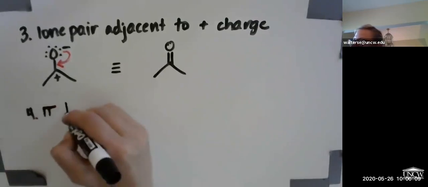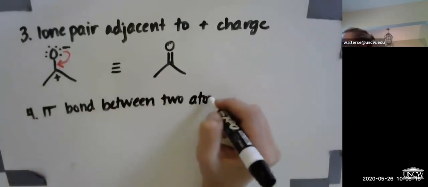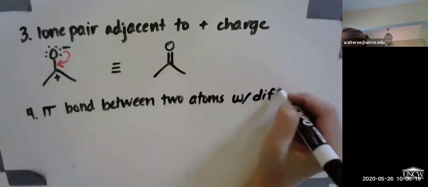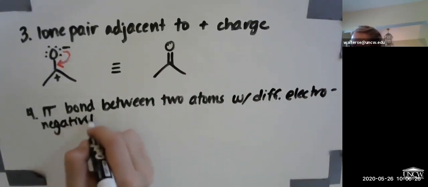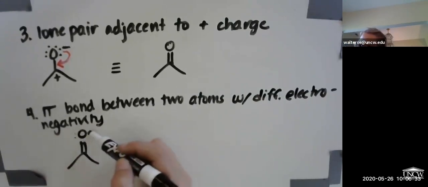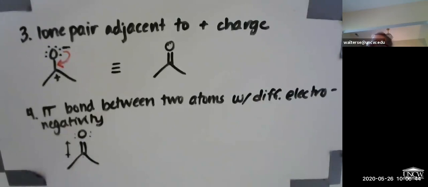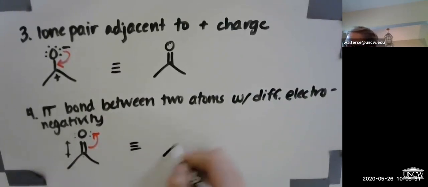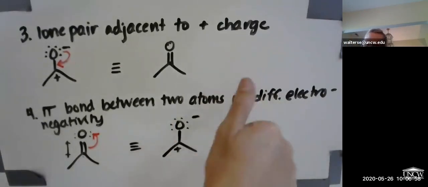Okay. The fourth is the opposite motion of this, but it has a different name. Its pattern is a pi bond between two atoms with different electronegativity. So if you consider this molecule of acetone, this carbon is less electronegative than oxygen. So this bond is already polar in that direction. So one of the resonance structures would be those pi electrons up on the oxygen atom. So these are literally just reversing the order of what you're doing.